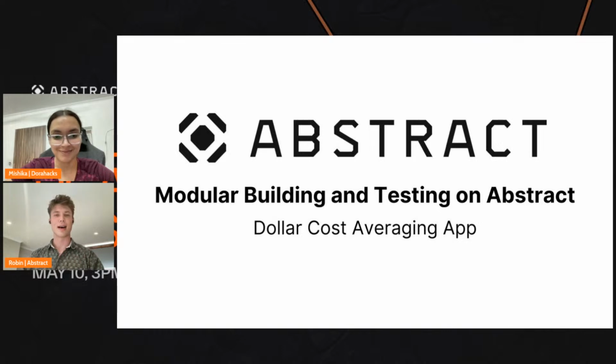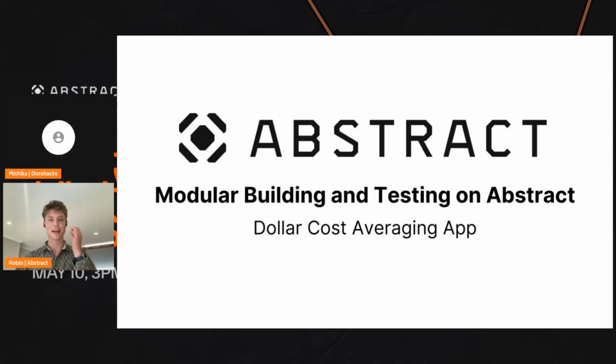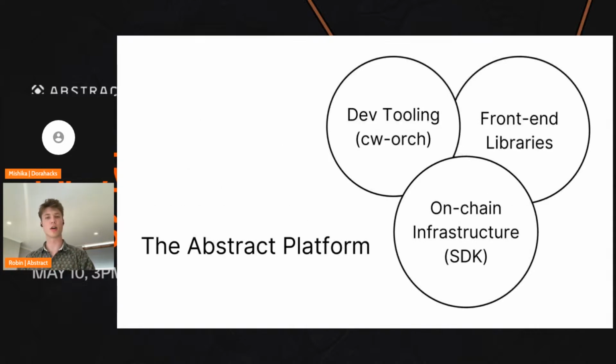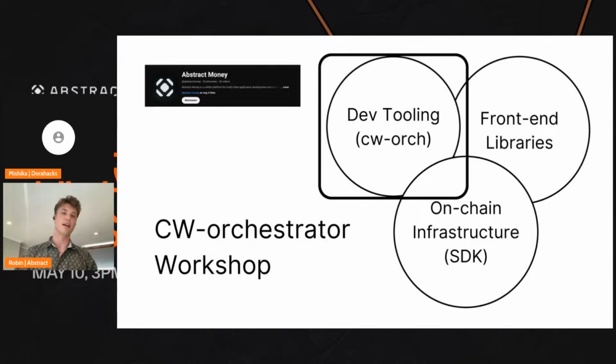Amazing, thank you. So as already mentioned, today I'm going to be presenting this little workshop on building a dollar cost averaging app. From a high-level point of view, we're going to be using the Abstract platform to do this. And Abstract really consists of three different components. We have the dev tooling that Kiansky already showed off last week. There is a really good recording of it available on our YouTube channel. So if you haven't seen it already, or you don't know what CW Orchestrator is, then you should definitely go to our YouTube channel and watch that video.